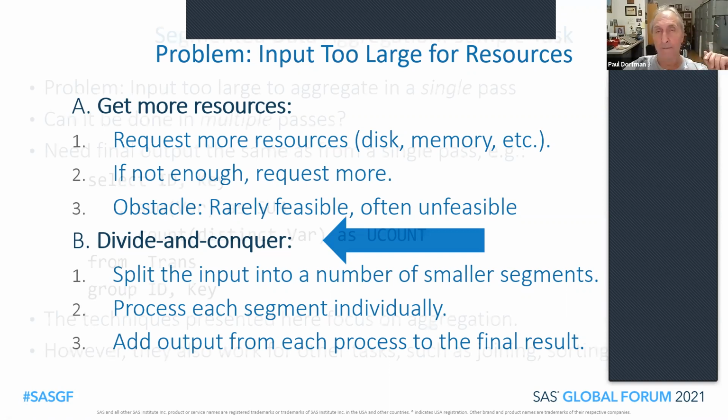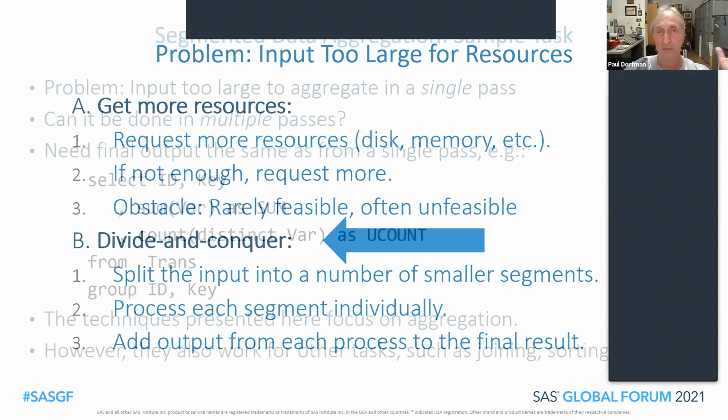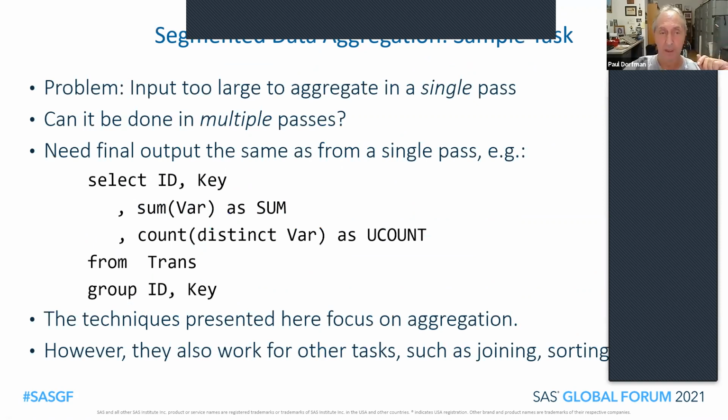So let's look at a sample task of segmented data aggregation. The techniques presented here would actually focus on aggregation, but they also work for other tasks such as joining, sorting, subsetting, whatever. So the question is, if input is too large to aggregate in a single pass, can it be done in multiple passes? Let's just look at a simple query in PROC SQL. Let's say now we have some kind of file called trans, and we want to get the sum of some variable var by the composite key, ID and key, and also count distinct values of var within each unique value of this composite key.